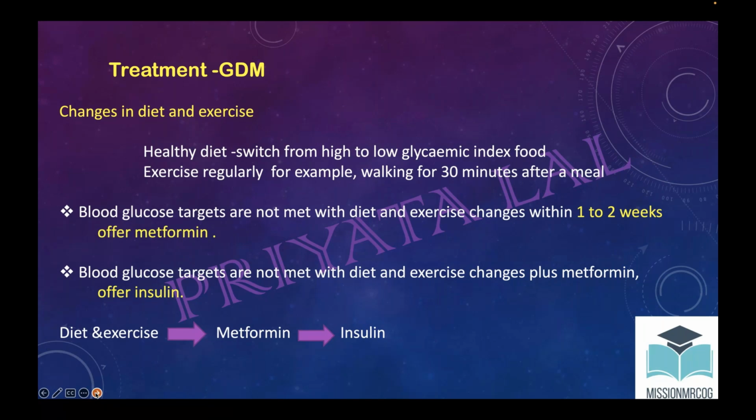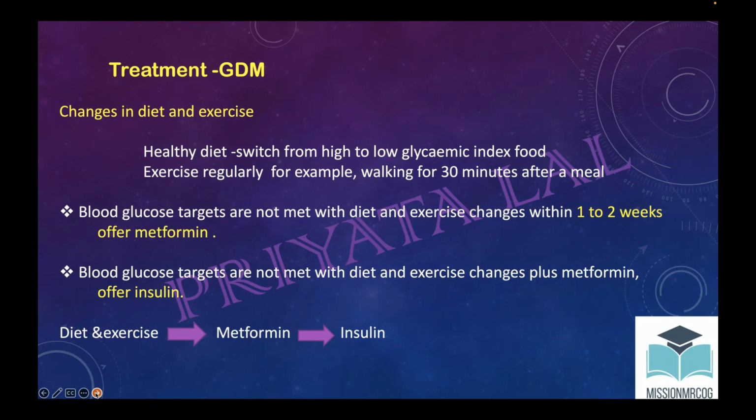If it is not controlled, then what will be the next step? First we'll try with the oral tablet, so metformin. But next step, if the blood glucose targets are not met with diet and exercise both. So you have done diet, exercise and metformin, but still the sugars are high. You are left with only one option, that would be insulin.